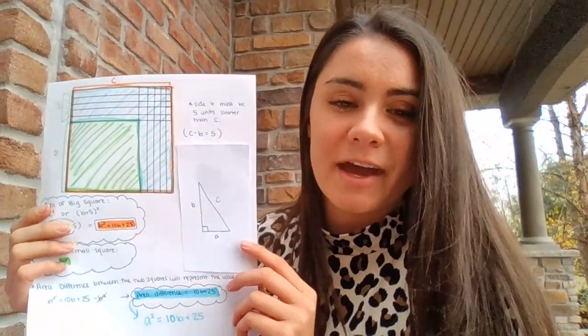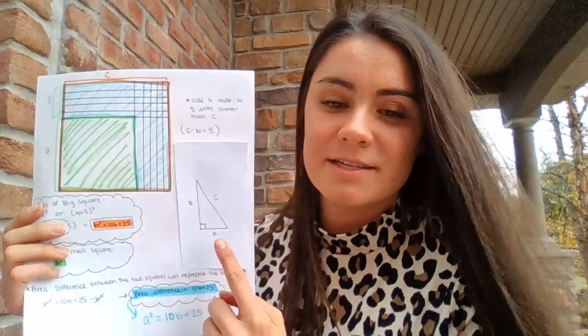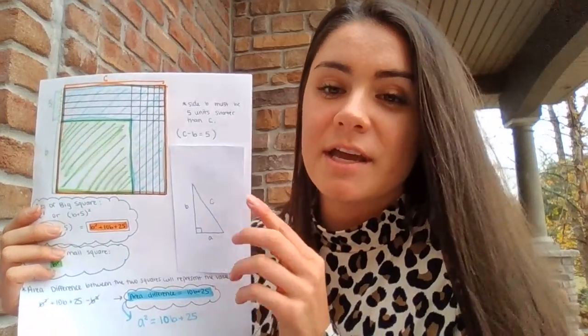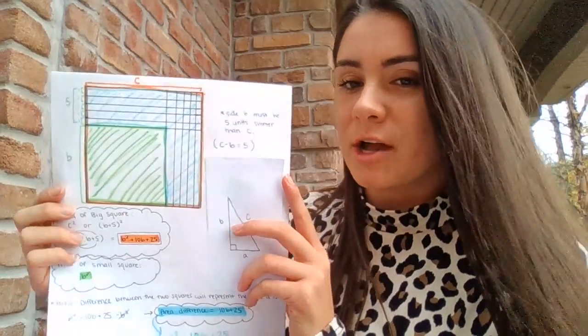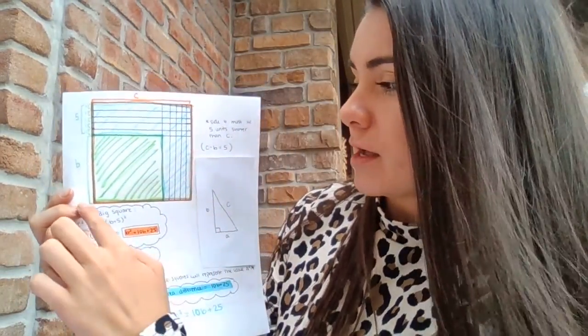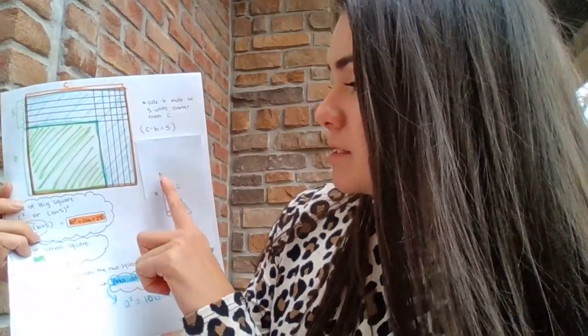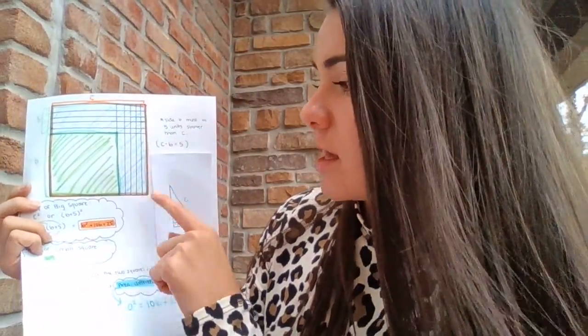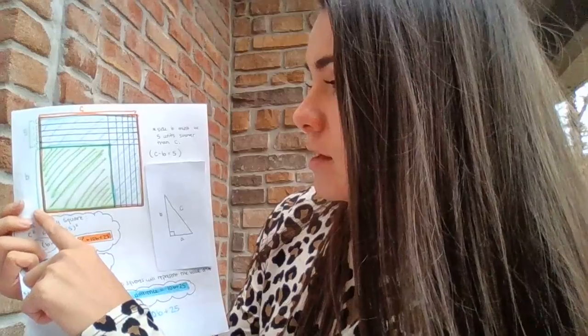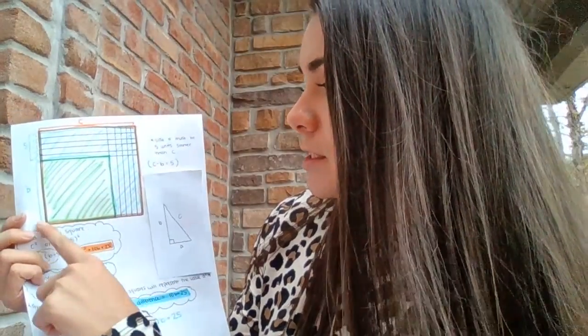Well, we know that the Pythagorean theorem states that a squared plus b squared equals c squared. So for problem 1, I started out by drawing a big orange square, and that represented the hypotenuse c squared. And then the smaller square, the green square, that represented b squared.